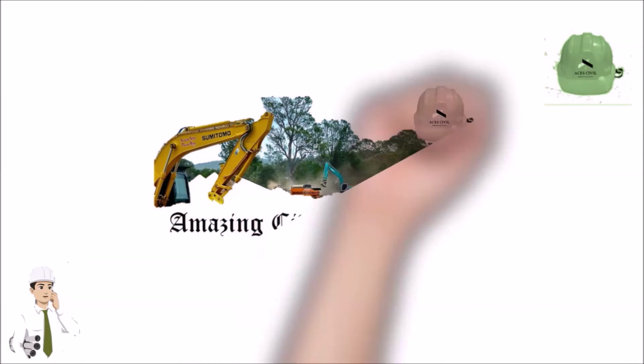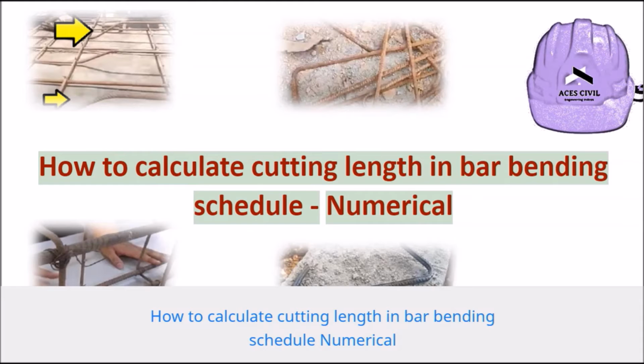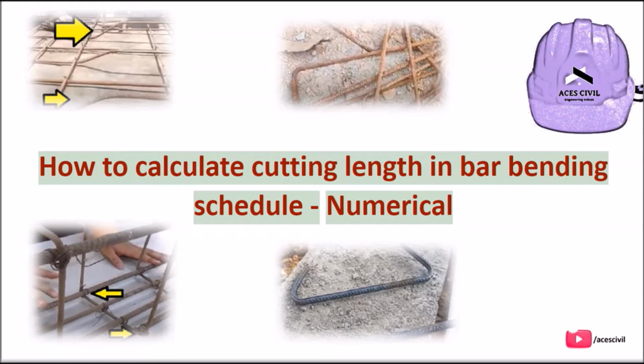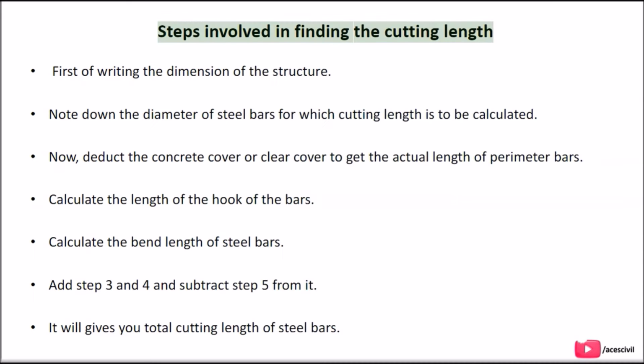In today's video we are going to discuss how to calculate cutting length in bar bending schedule numerical. Steps involved in finding the cutting length. First, write the dimension of the structure. Note down the diameter of steel bars for which cutting length is to be calculated. Now, deduct the concrete cover or clear cover to get the actual length of perimeter bars.